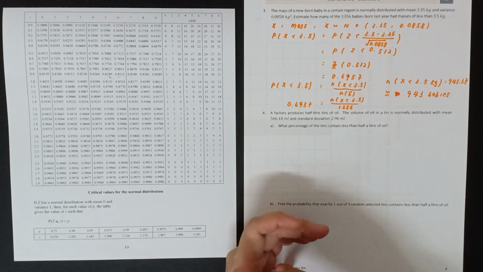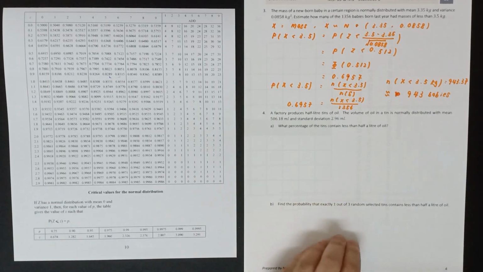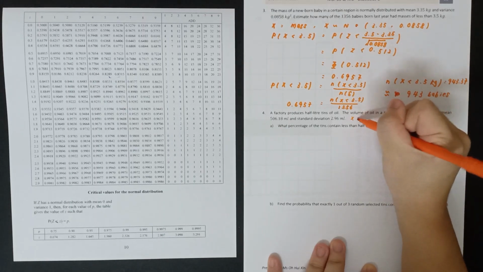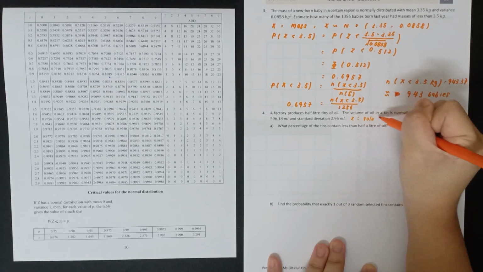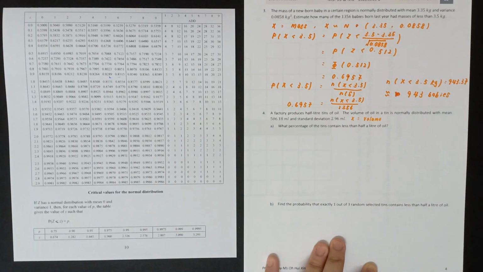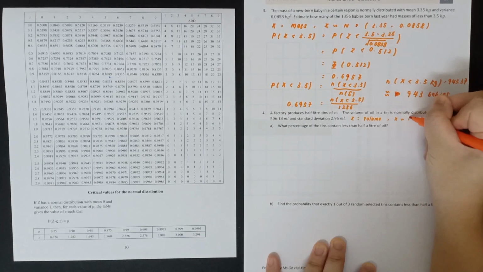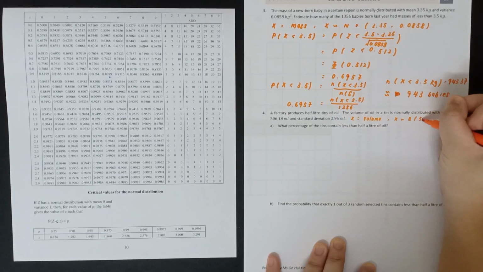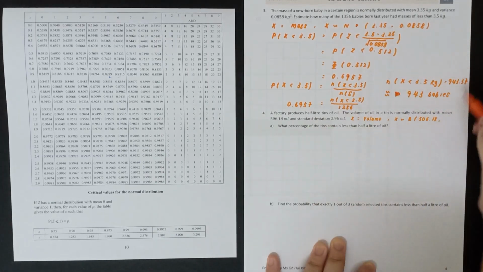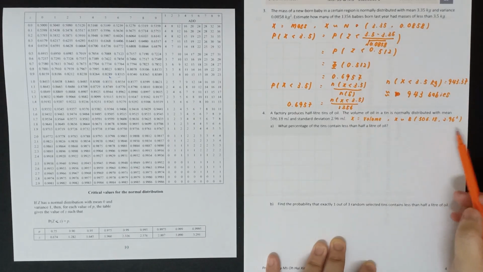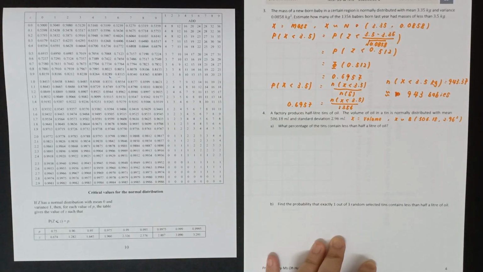The same thing, try to write down first the information given from the question. You have an X here, and X is your volume, because you talk about the volume of the oil, right? Then what is the mean? X is normally distributed with a mean of 506.18. This is your standard deviation, so when you write that, make sure that you square it, because this should be your variance.